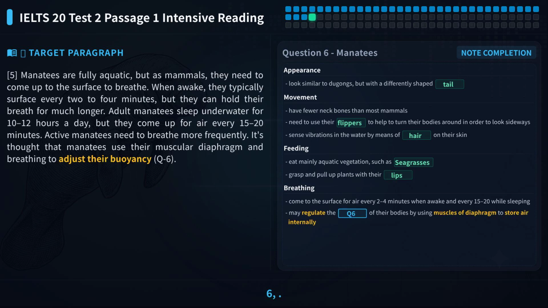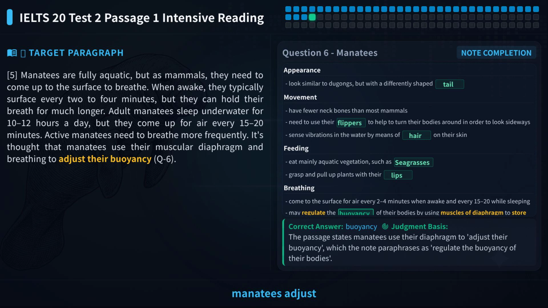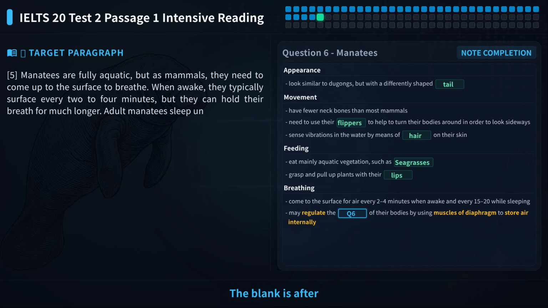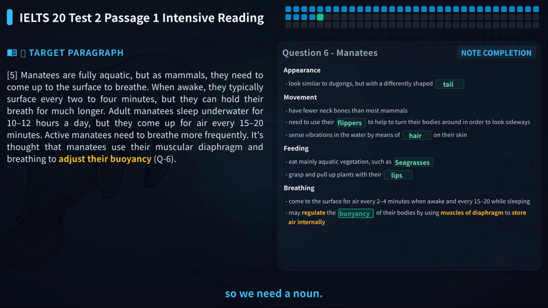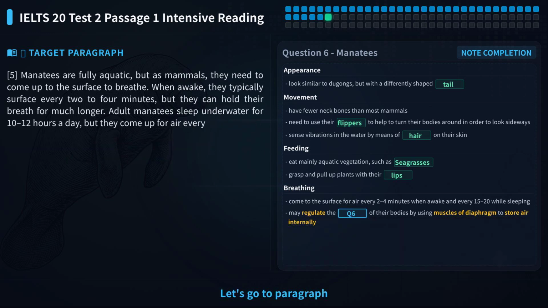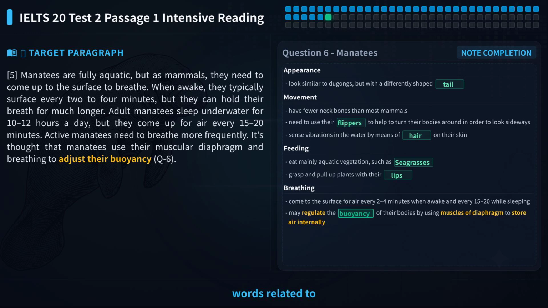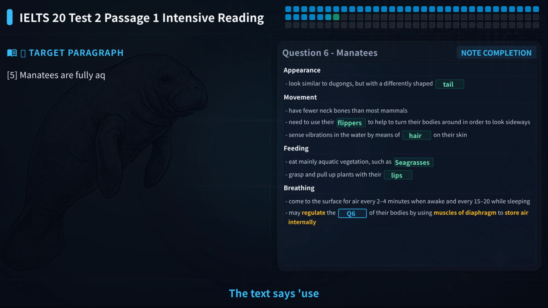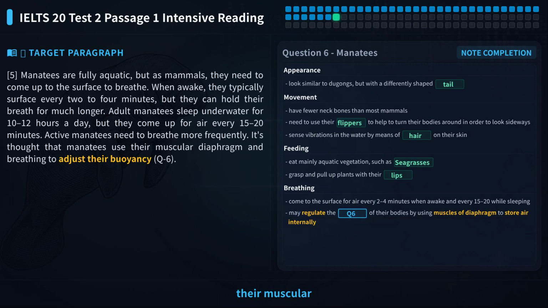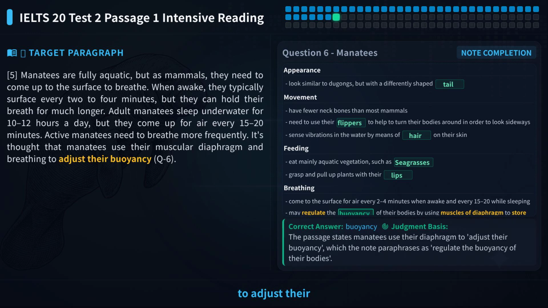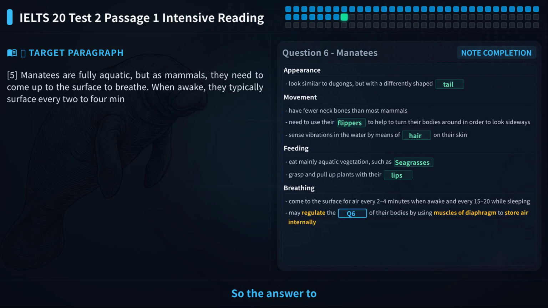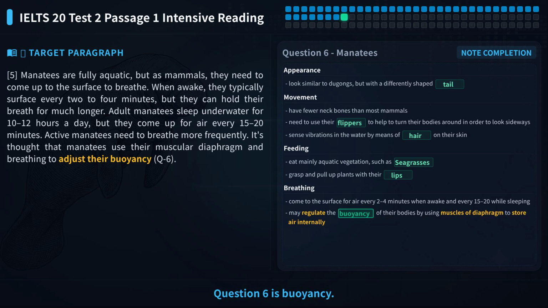Let's look at question 6. The note needs a noun for what manatees adjust using their diaphragm. The blank is after "adjust their bodies", so we need a noun. Let's go to paragraph 5 and look for words related to adjust buoyancy. The text says use their muscular diaphragm and breathing to adjust their buoyancy. Buoyancy is the answer. This word is directly given in the original text, no replacement needed. So the answer to question 6 is buoyancy.